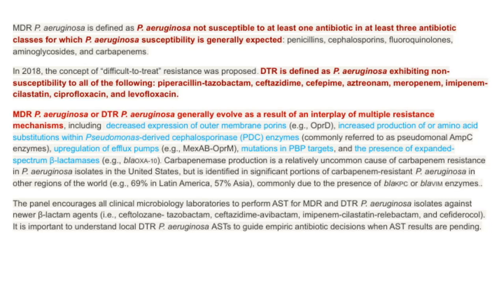Let's take a closer look at MDR P. aeruginosa. This refers to P. aeruginosa that isn't susceptible to at least 1 antibiotic in 3 key classes where we normally expect it to be susceptible. These classes include penicillins, cephalosporins, fluoroquinolones, aminoglycosides, and carbapenems. In 2018, the concept of difficult-to-treat resistance, or DTR, was introduced.